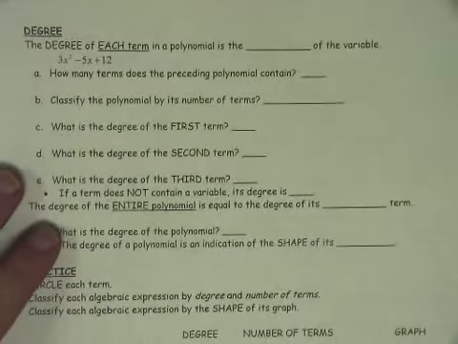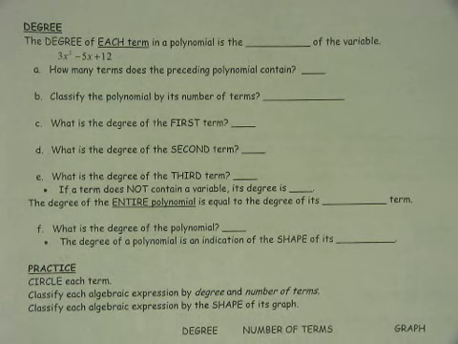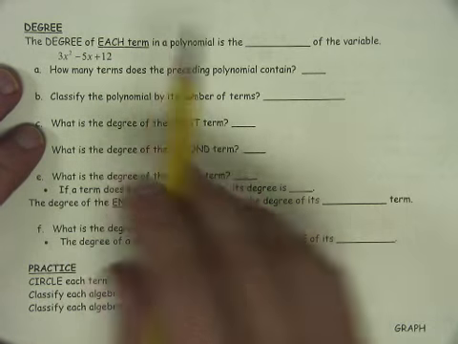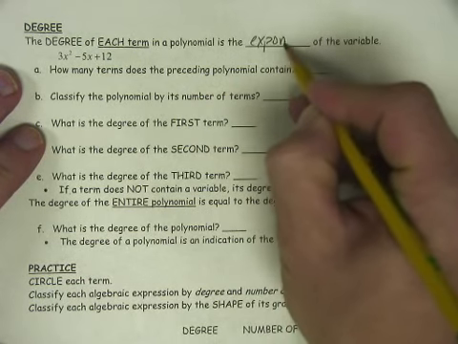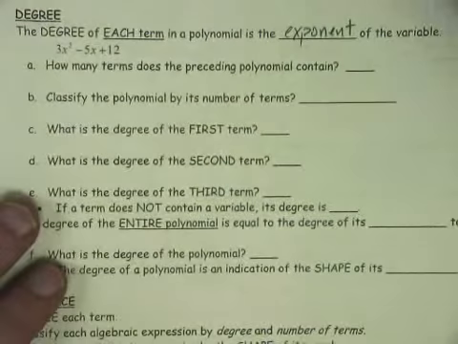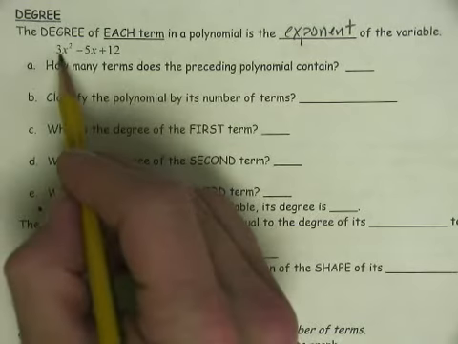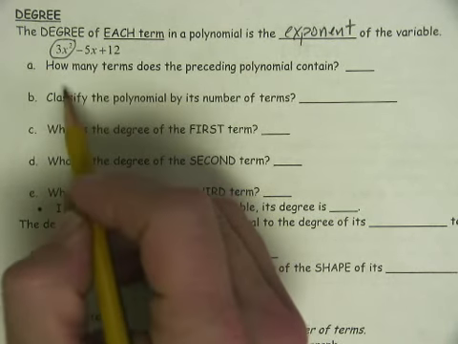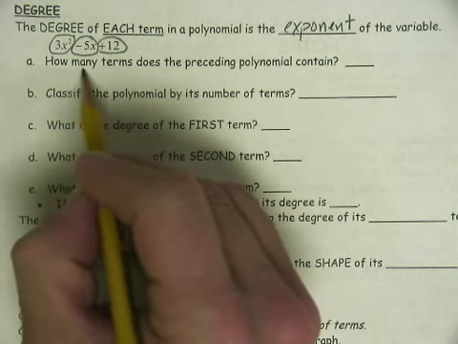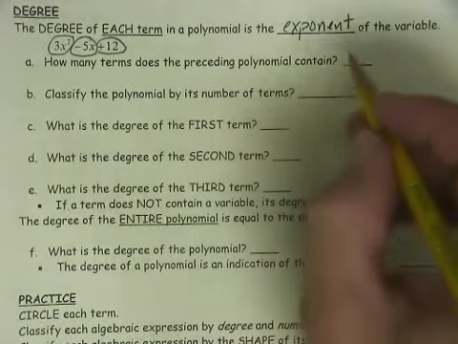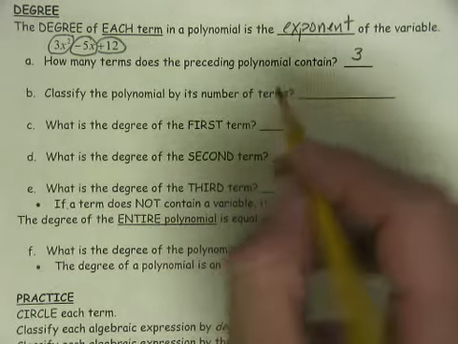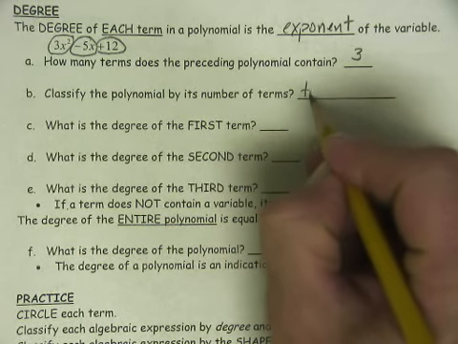Backside. Next term we have to learn is degree. The degree of each term, that's important, the degree of each term in a polynomial is the exponent of the variable. So I have an example, and here it is. I'm going to go ahead and circle the terms. There's my first one, my second one, and my third one. Question is, how many terms does the preceding polynomial contain? It has 3 terms. Classify the polynomial by the number of terms. So what's its name? We call that a trinomial.